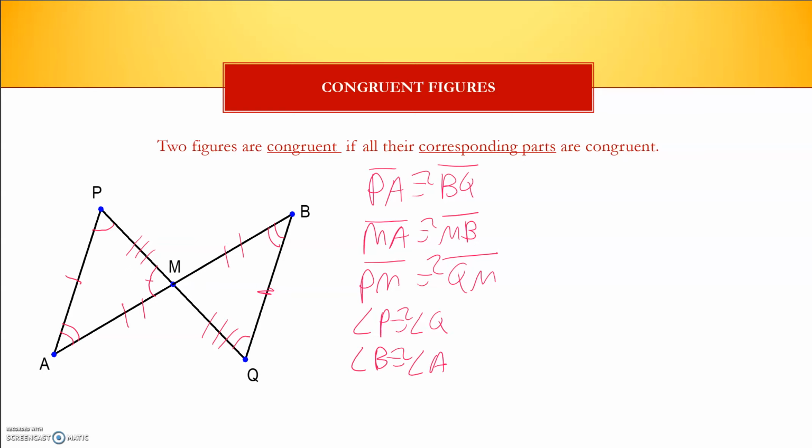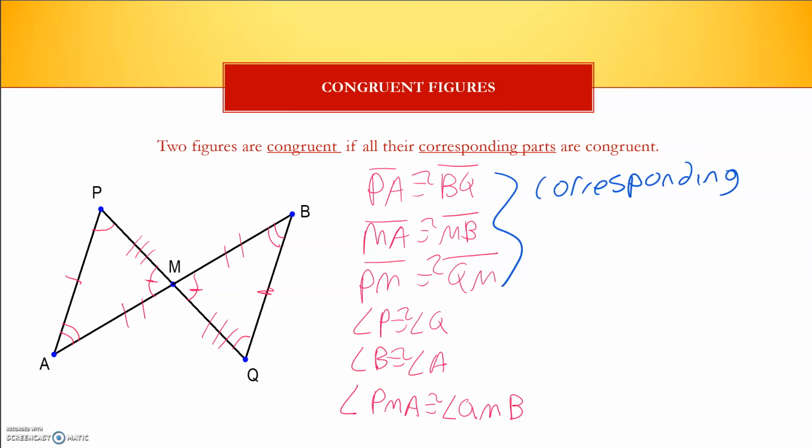And finally, we always know that these two are congruent because they're vertical angles. So PMA is congruent to QMB. Now we can see in this picture, and it would be the same if we detached these two triangles, if the vertical angles weren't there but we still knew that those two angles were congruent, we call these the corresponding sides. And these are, of course, your corresponding angles.